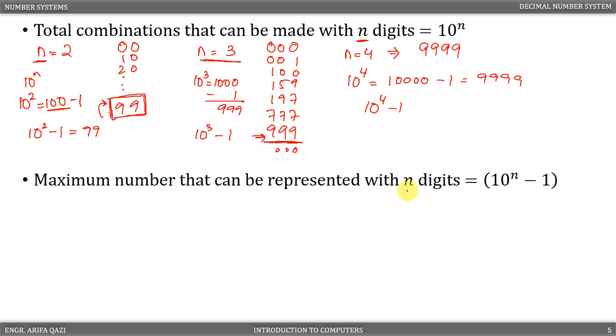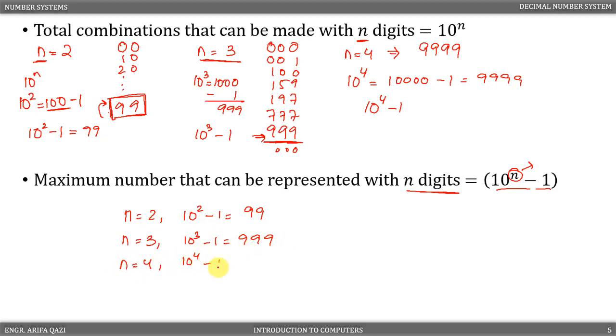Maximum number that can be represented by n digits is 10 raised to n minus 1, where n is the number of digits. With 2 digits, n equals 2, we can form 10 raised to 2 minus 1, which is 99. That is the maximum number that we can form. With n equals 3, we can form 10 raised to 3 minus 1, which is 999, maximum number we can form. N equals 4, we can form 10 raised to 4 minus 1, which is 9999, the maximum number that we can form. And so on and so forth. In fact, with n equals 1, that is if we have only one digit, we can form 10 raised to 1 minus 1, which is 9. The last digit of the decimal number system. This is the maximum number that can be represented with n digits.